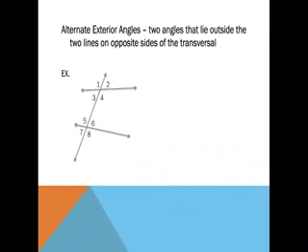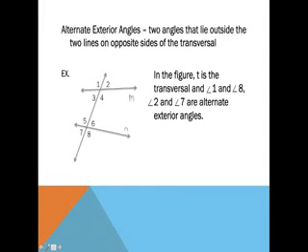Alright, guess what's next? We have alternate exterior angles. Alternate exterior angles are two angles that lie outside the two lines on opposite sides of the transversal.